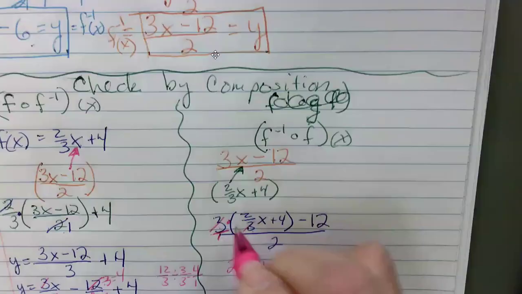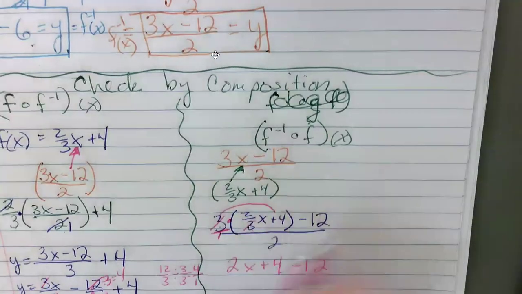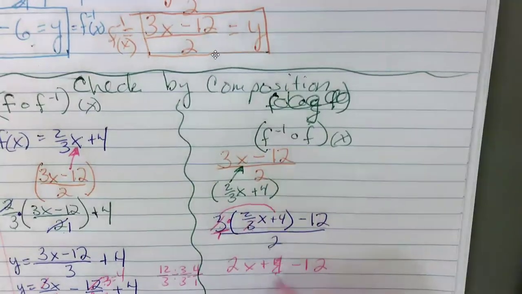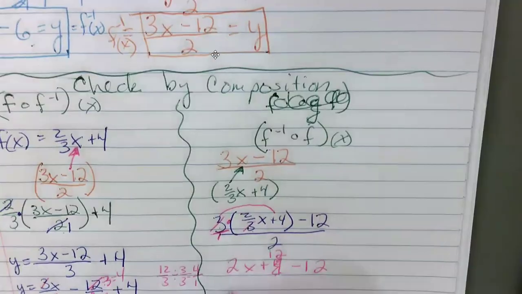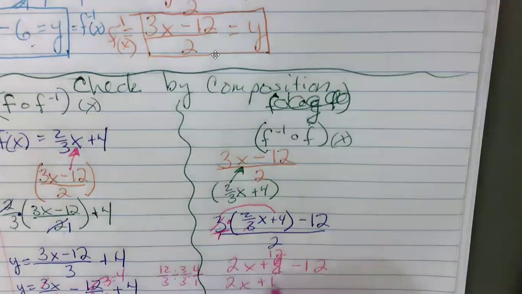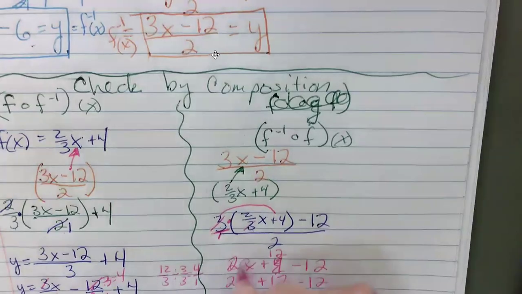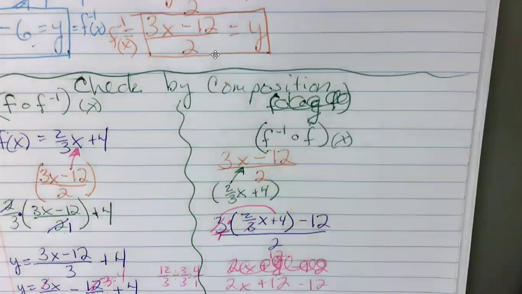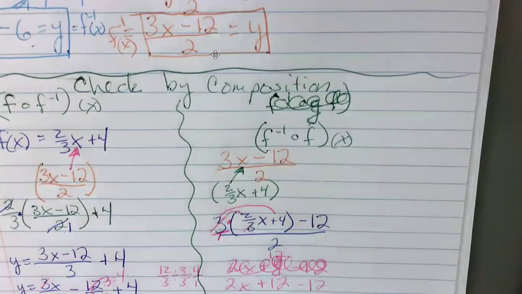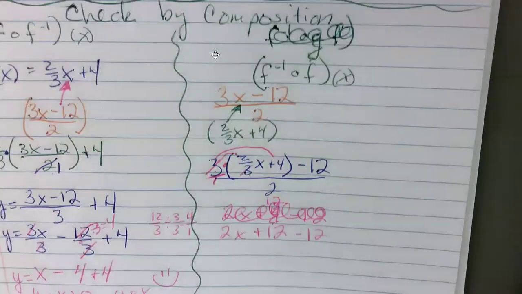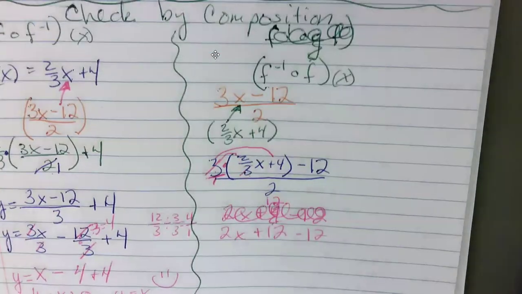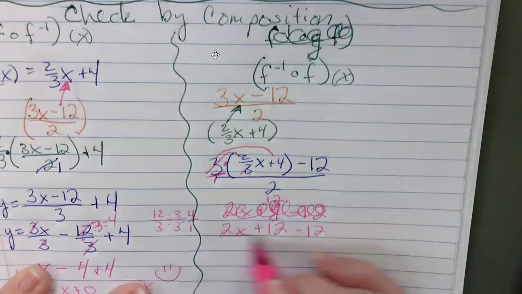But I have to do that 3 times everything. So this 4 is not 4. It is plus 12. I'm going to write that again. 2x plus 12 minus 12. All right, we got to make sure we distribute times everything inside. And then this is all over 2.